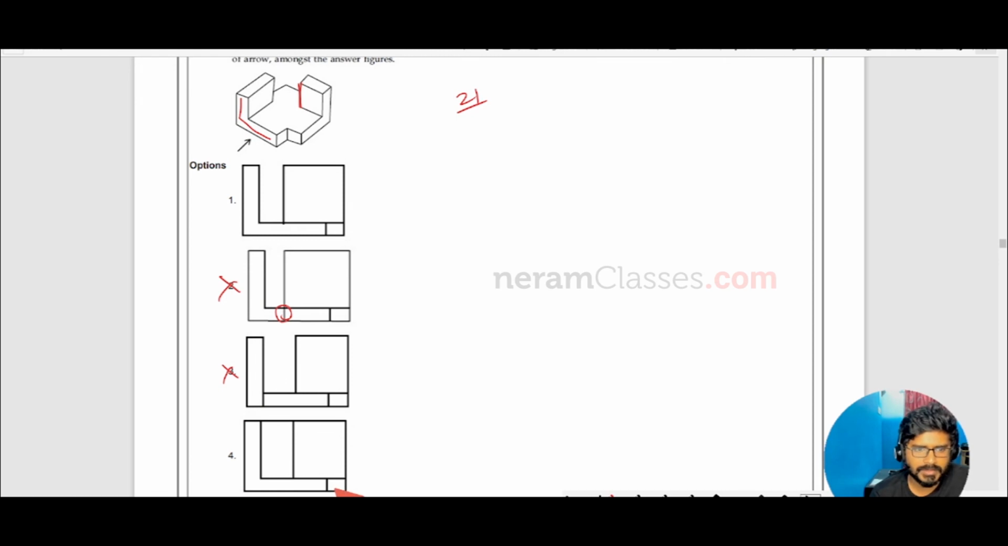So what is the difference between 1 and 4? There is a gap here. Definitely there is a gap here. So option 1 is the correct answer, whereas in option 4 we don't have any gap. So option 4 is the wrong answer. So option 1 is the right answer for this question.